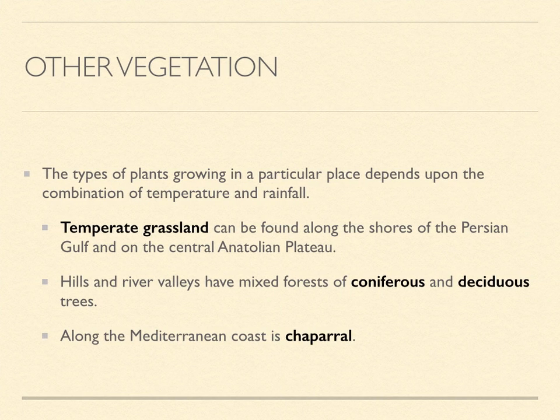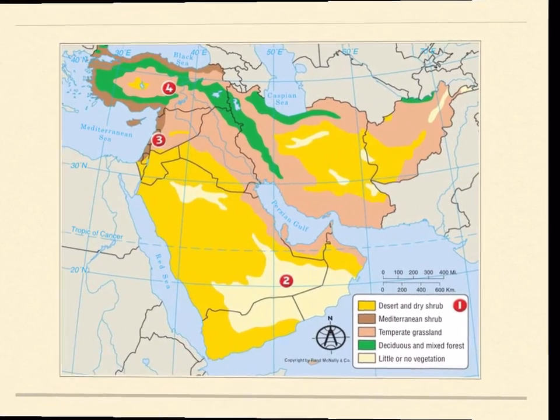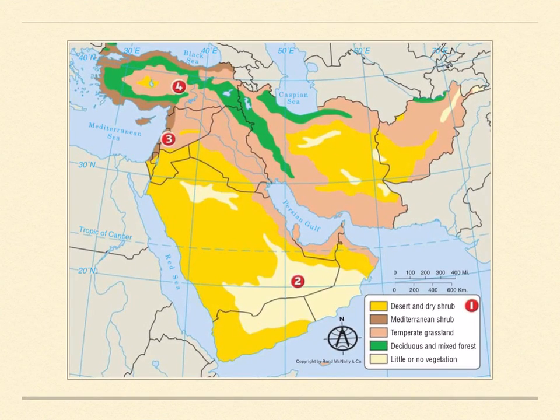Other vegetation. The types of plants growing in a particular place depend upon the combination of temperature and rainfall. For instance, temperate grasslands are found along the shores of the Persian Gulf and on the central Anatolian Plateau. Some of the hills and river valleys in the region have mixed forests of coniferous and deciduous trees. And then along the Mediterranean coast is chaparral. Here you have a vegetation map identifying the different types of vegetation in Southwest Asia.